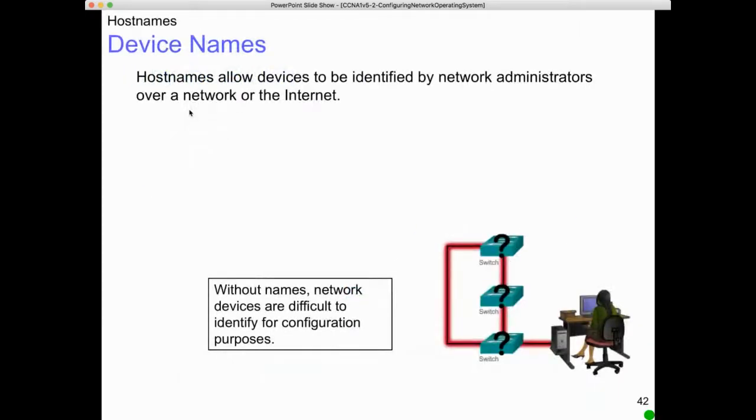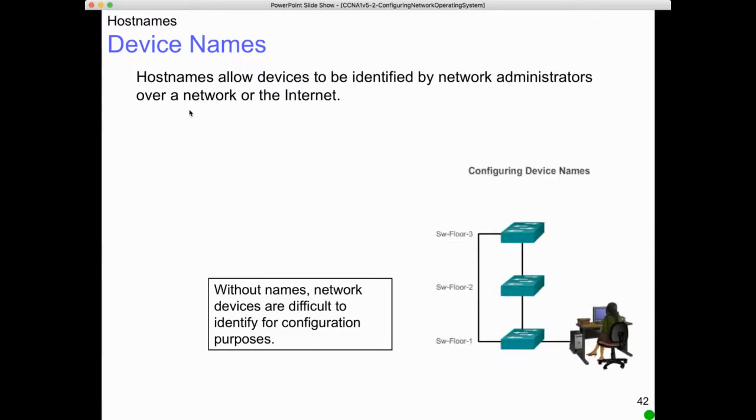So here our lady in the green jacket is configuring the switches on 3 floors. Which one is which? I'm so confused. Let's give them all a unique host name. Switch floor 3, switch floor 2, switch floor 1. Now I know which one I'm working on, and I can configure it properly.